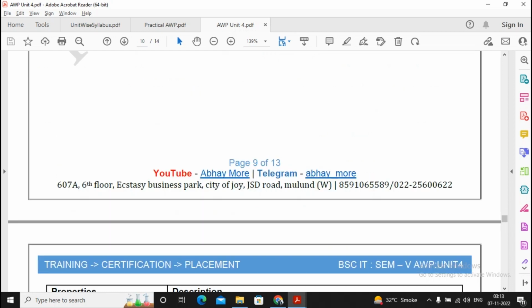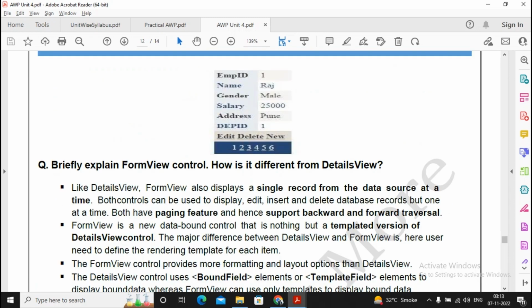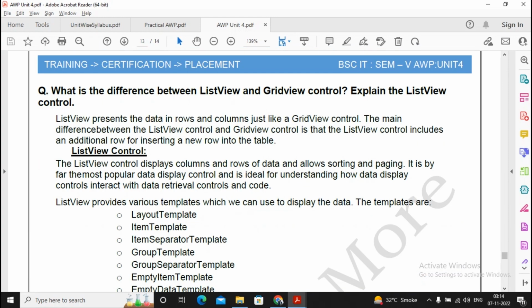Either you prepare for details view or you prepare for form view. Major properties are one and the same in both. So you can prepare either form view or details view. The best way is to prepare for this question: briefly explain the form view control and how it is differentiated from details view. If you prepare only one answer, automatically you are preparing for both or three answers. What is the form view? What is the details view? And what are the differences between a form view and a details view?